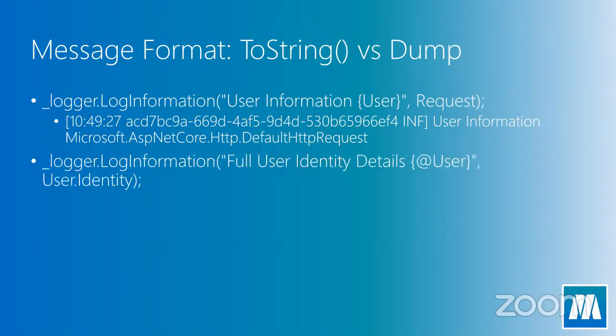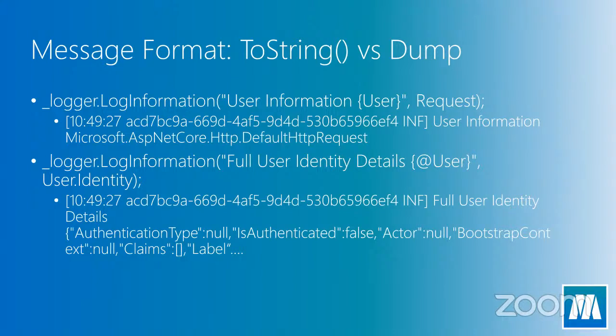Now, if I change my message template to include an @ sign, that is going to indicate to the system that it should attempt to dump the object rather than simply calling ToString on it. That is going to result in the entire context of that object being written to your log entries. As you can see here, obviously I've shortened this a little bit, but anything and everything for that object is going to be included in your logs. So as we start to look at logging and where you're going with your message formats, making sure that you understand what those templates are and what information might be included becomes critical.